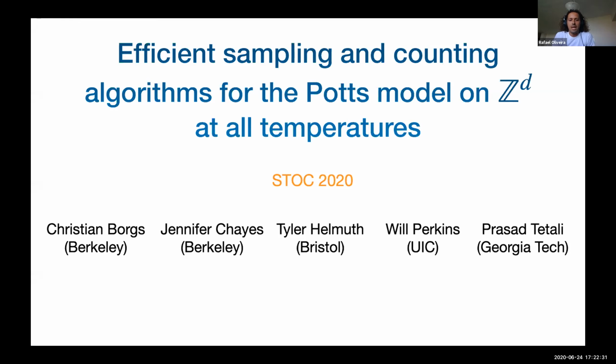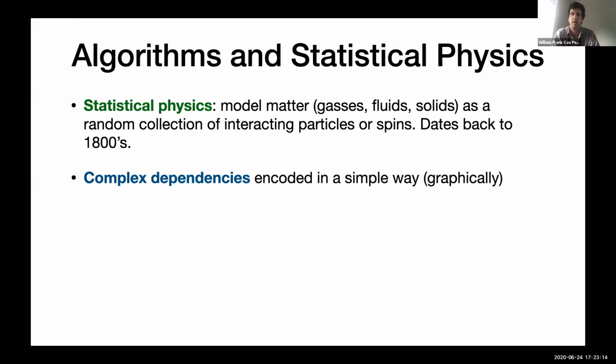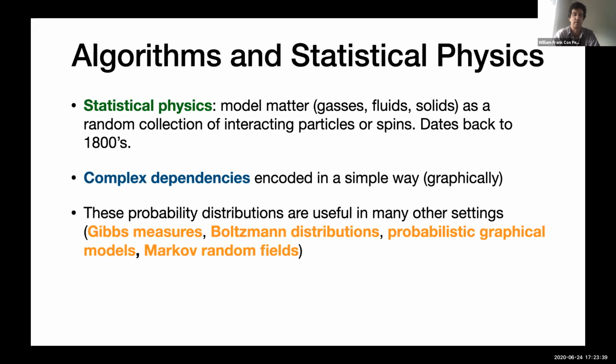Statistical physics is a very old field, and it's concerned with modeling matter, gases, fluids, and solids, as probability distributions over interacting particles or spins. And the nice mathematical tool used in this field is a particular type of probability distribution that encodes some complex dependencies in a very simple way, graphically, meaning the interactions occur across edges or hyperedges of some graph or hypergraph. Now, beyond statistical physics, this type of probability distribution is extremely useful because of this property. And you may have heard of these distributions described as Boltzmann distributions or Markov random fields.